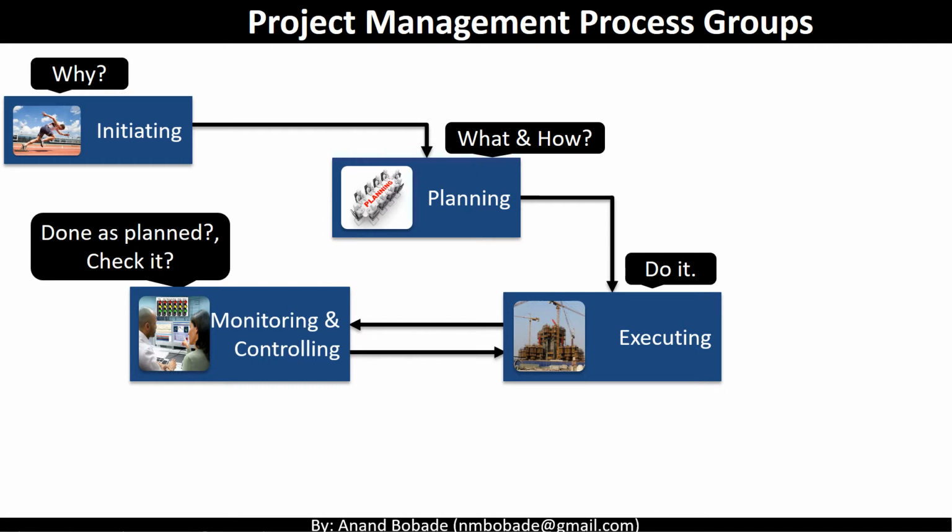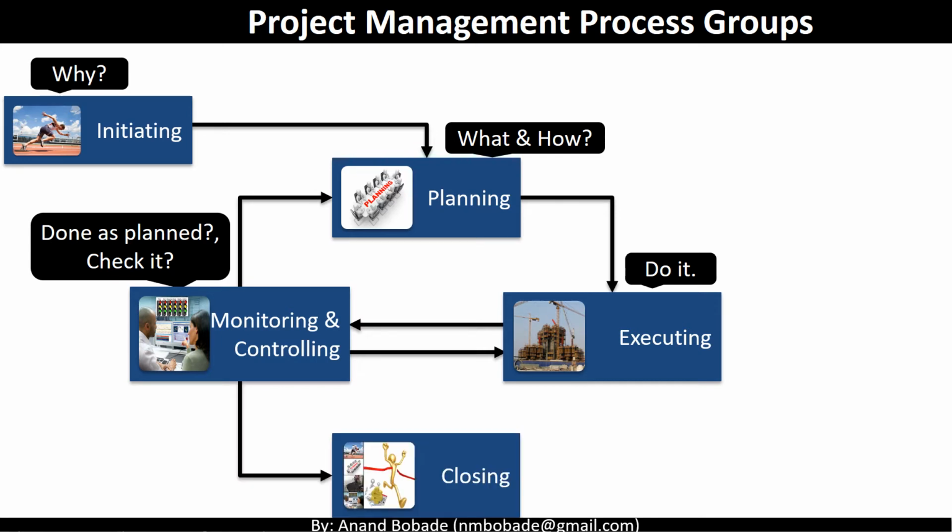Monitoring and controlling happens in parallel to executing. Most of the time you monitor what your team is executing. The output of monitoring and controlling results in replanning. And finally, closing is about ending the phase or the project. So there is a lot of overlap between the activities performed in these process groups.